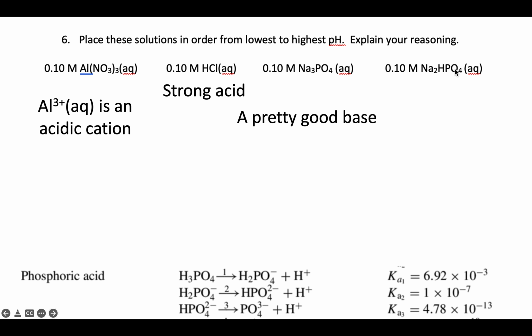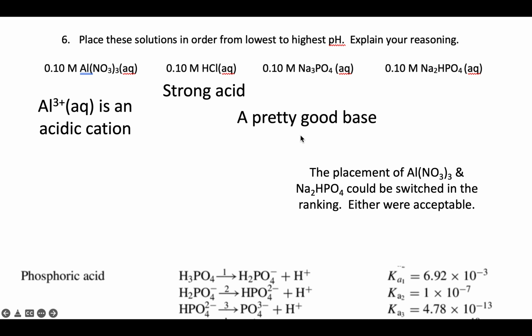Within this one, I sort of need some data. Here I show different Ka values for phosphoric acid. This illustrates again that the PO4 3-, really small Ka. So we're going to have the PO4 3- being a pretty good base. Placing this one relative to the aluminum nitrate, having some Ka data would help.